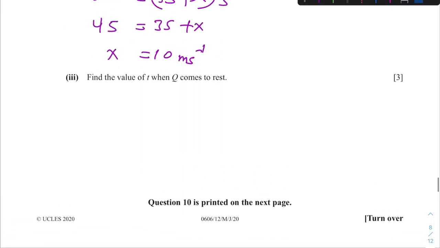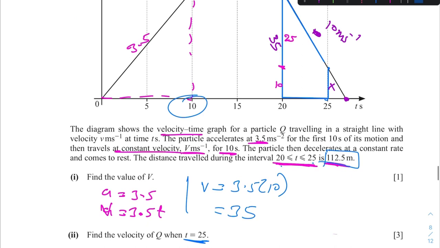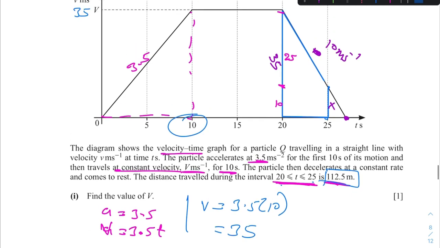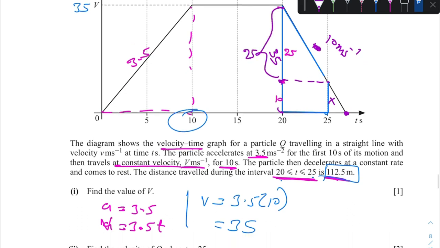Right, so the next question says that we should find the value of t when Q comes to rest. So what is the time at this particular point? Now I want you to observe something. We have found that x is 10, right? So from here to here is 10. That makes from here all the way to here 25, okay? So I'm going to do something.